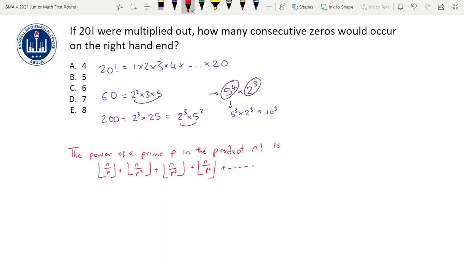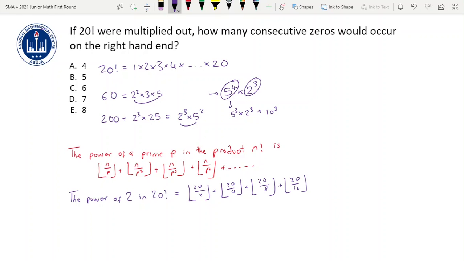And so the power of 2 in 20 factorial now will be, let me write that here, the power of 2 in 20 factorial is going to be the floor function of 20 over 2 plus the floor function of 20 over 4 plus the floor function of 20 over 8 plus the floor function of 20 over 16 plus the floor function of 20 over 32, and so on up till infinity.